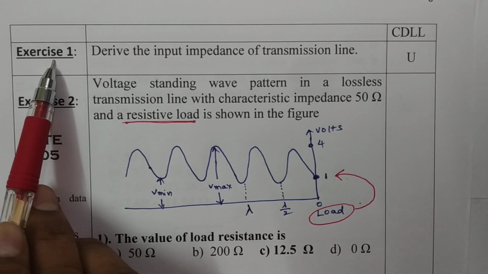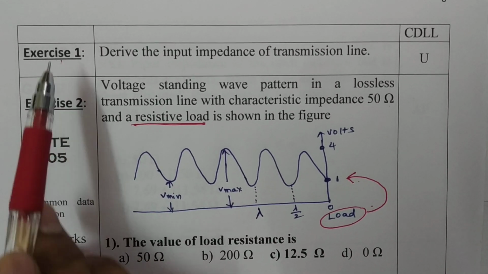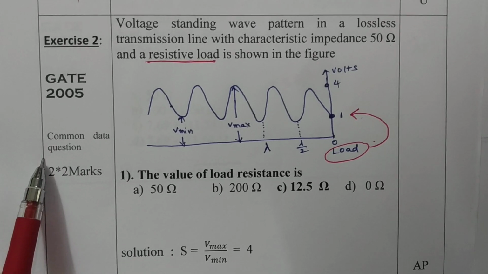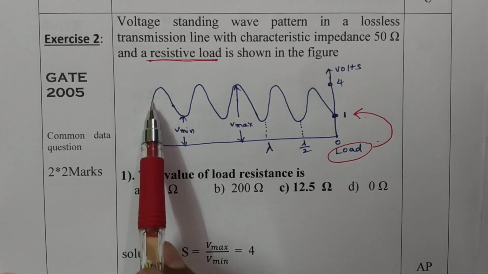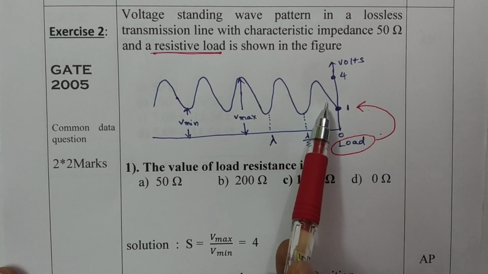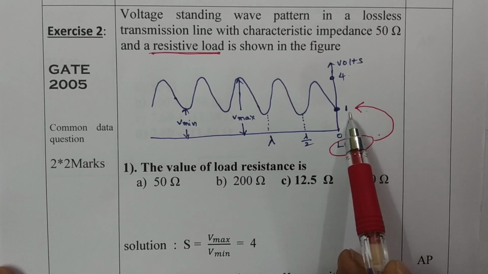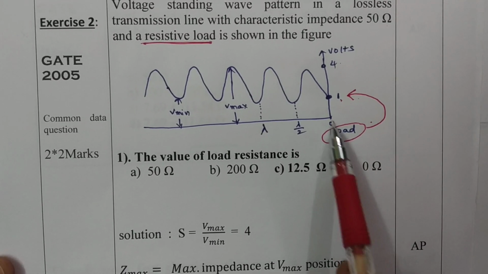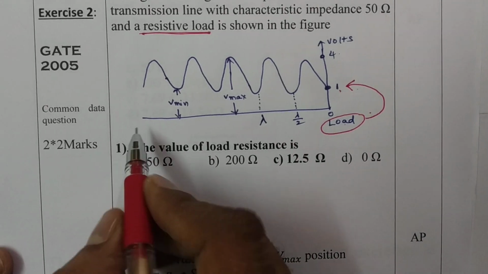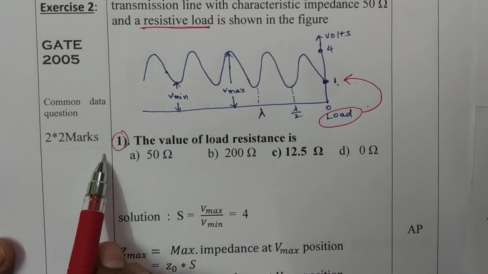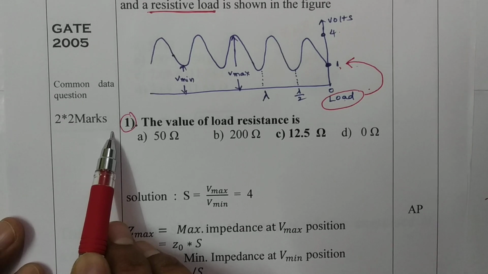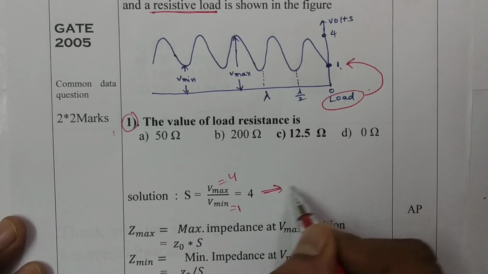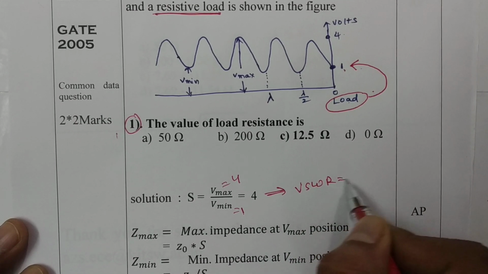Exercise 1. Derive the input impedance of transmission line. Exercise 2. Previous GATE problem. It is a common data problem. It is given that a standing wave pattern with Vmax equal to 4, Vmin equal to 1, and this is the position of load. Problem number 1 is the value of load resistance. Here Vmax equal to 4, Vmin equal to 1, that implies VSWR is equal to 4.